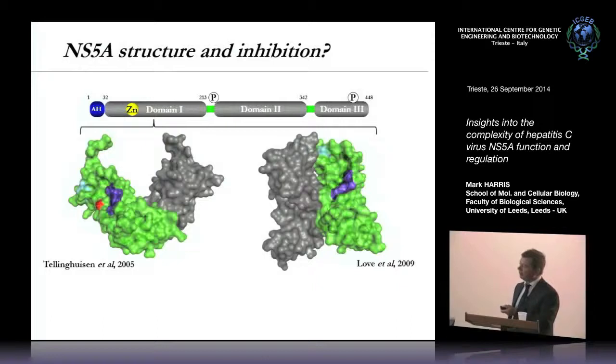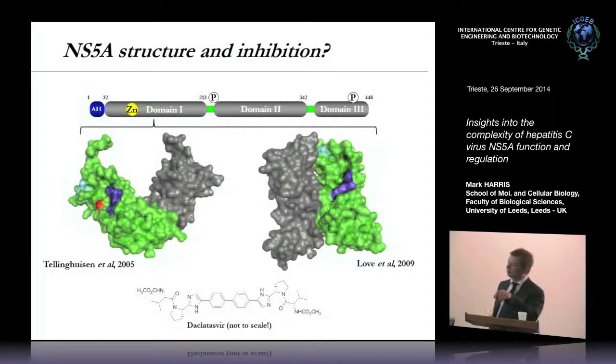Here's the inhibitor of 5A, which is now in clinical trials. It's called Daclatasvir. And it's also a perfect palindromic inhibitor. It's a very big molecule. And the implication is that it would bind to the dimer by interacting with the two monomers. There's some evidence for that, but it's not great as yet.